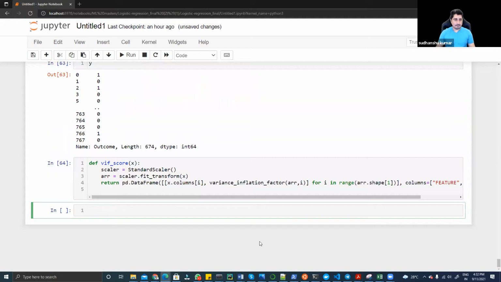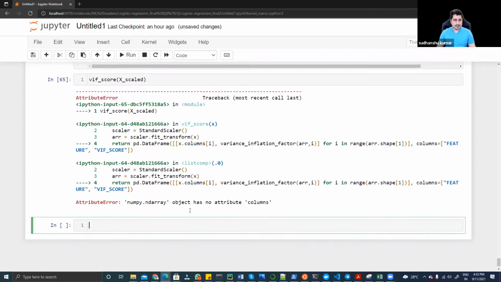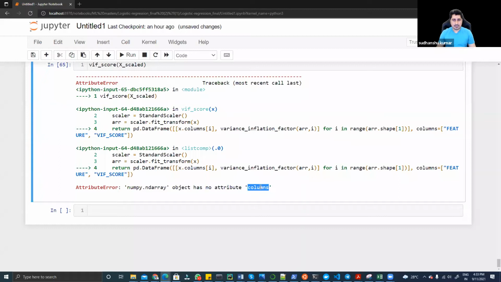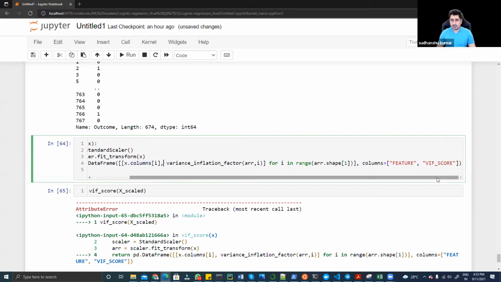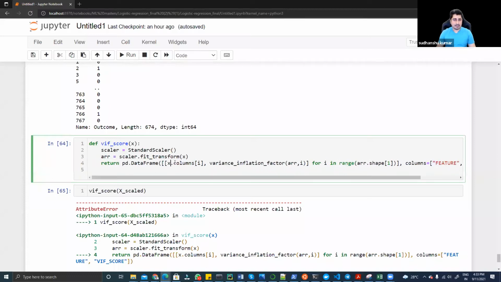So here we can try to call the VIF score. We can try to pass our x underscore scaled, right? Attribute error: ndarray object has no attribute columns. So what you're trying to pass, by the way, after standard scaler, is x dot columns. So here this array will go. You have array dot shape, and then x dot columns of i, you are trying to find out the variance inflation factor, which returns a data frame.